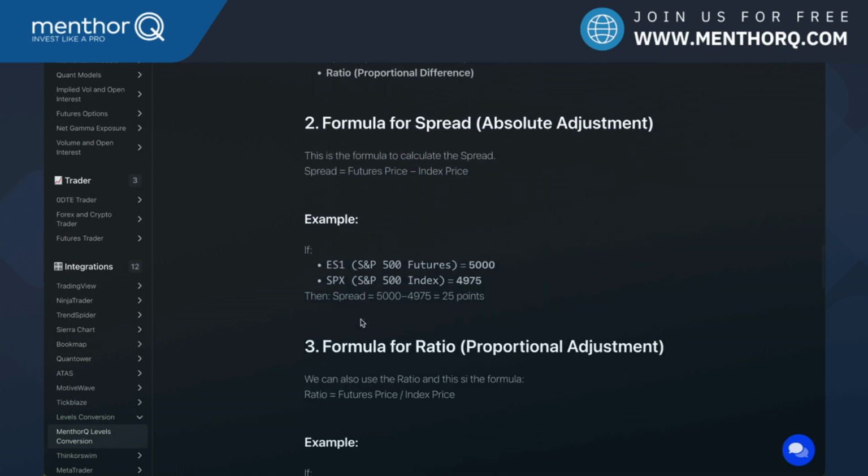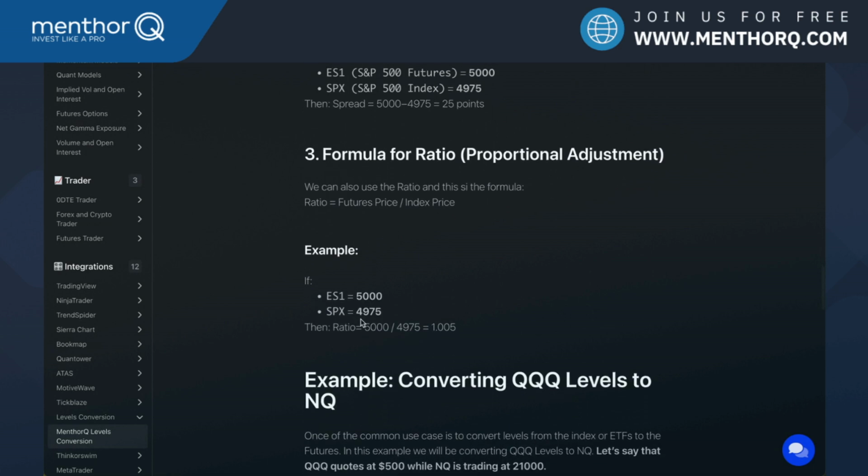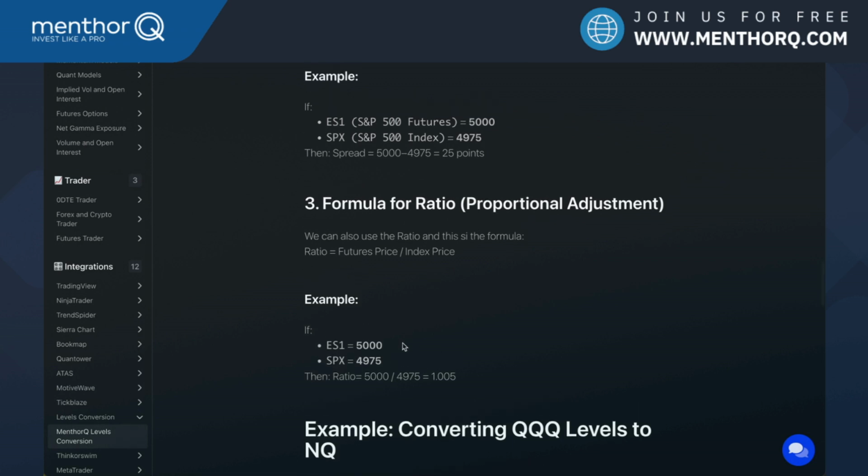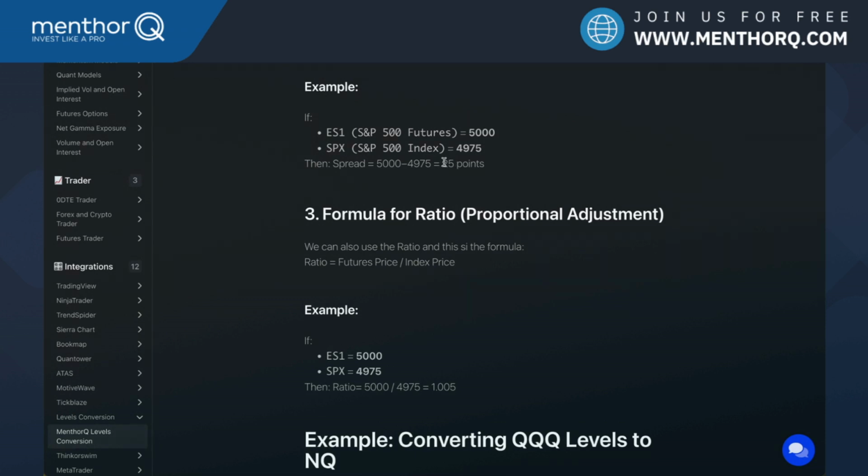Here, if we scroll down, we have formulas. So let's go into the ratio for a minute, and let's take an example. Let's imagine that the price of ES is at 5,000 and the price of SPX is at 4,975. If we use the spread, the difference would be 25 points. So there are 25 points of difference between the price of SPX and the price of ES. If we use the ratio, we would divide the price of ES by SPX, and we would get a ratio of 1.005.